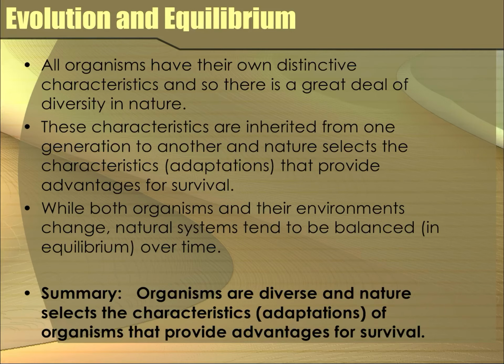The fourth is evolution and equilibrium. All organisms have their own distinctive characteristics, and so there is a great deal of diversity in nature. These characteristics are inherited from one generation to another, and nature selects the characteristics or adaptations that provide advantages for survival. While both organisms and their environments change, natural systems tend to be balanced in equilibrium over time. So, for example, each person has what we call homeostasis in their body. It's what keeps your body well and healthy.